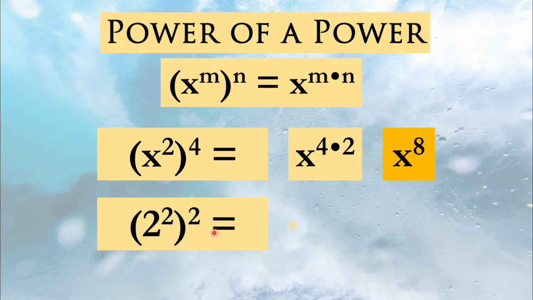Okay? Example number 2, you have 2 squared, quantity squared. So just copy the base, you have 2, and multiply your exponents. 2 times 2, you have 4, and then simplify this expression. 2 times 2 times 2 times 2, you have 16.